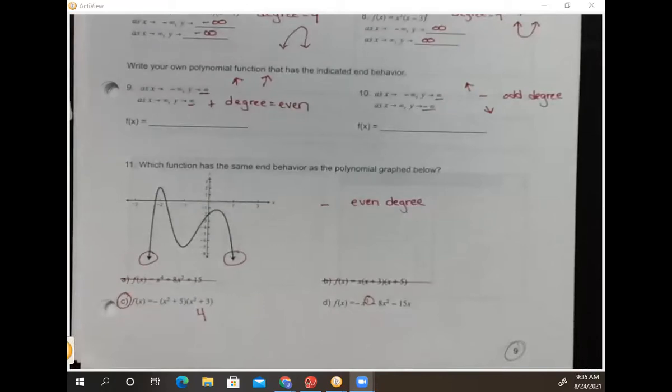Questions for me? Okay. With our time remaining in class, you have an assignment on end behavior on Delta Math. You can use your own device or a Chromebook from the cart if you would prefer. So I want you guys to work on your assignment on Delta Math.